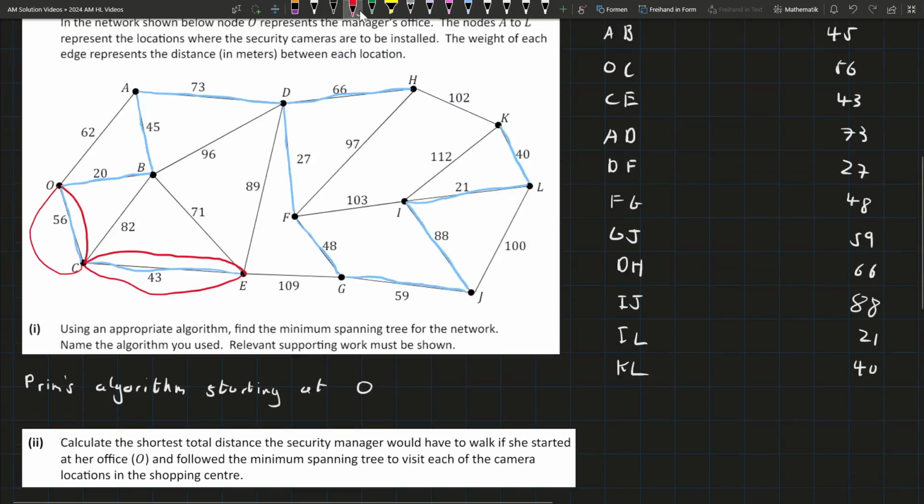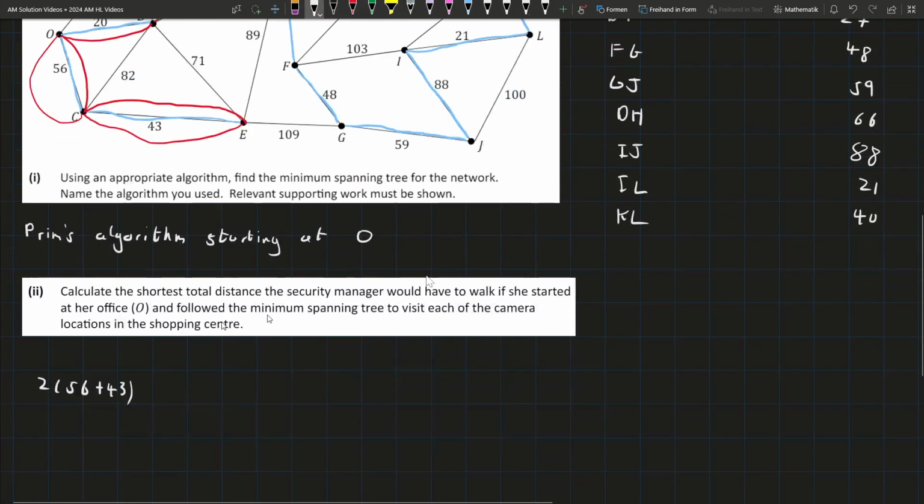And then we just continue on our little route. You don't have to draw these red lines, by the way. I'm just doing it to make it clear. Then we'll have plus 20, then plus 45, and then plus 73. And I'll just stop there.